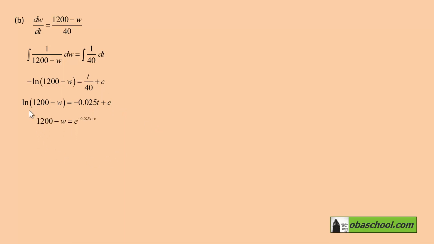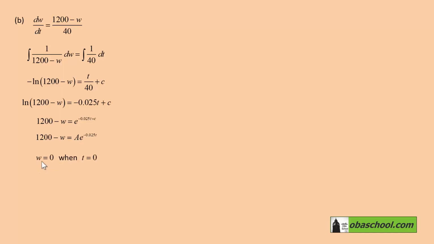Taking the exponential function of both sides gives us this. And we can use our usual technique of splitting e to the negative 0.025t plus c into e to the c times e to the negative 0.025t, and then making e to the c a constant. I mentioned that I would shortcut that process in an earlier example.